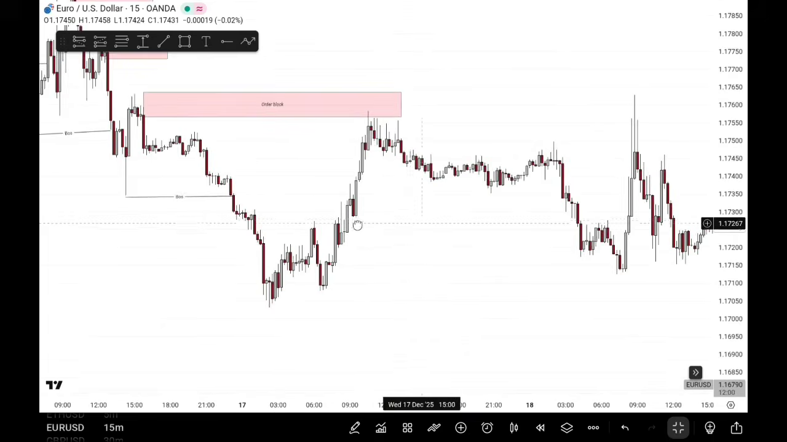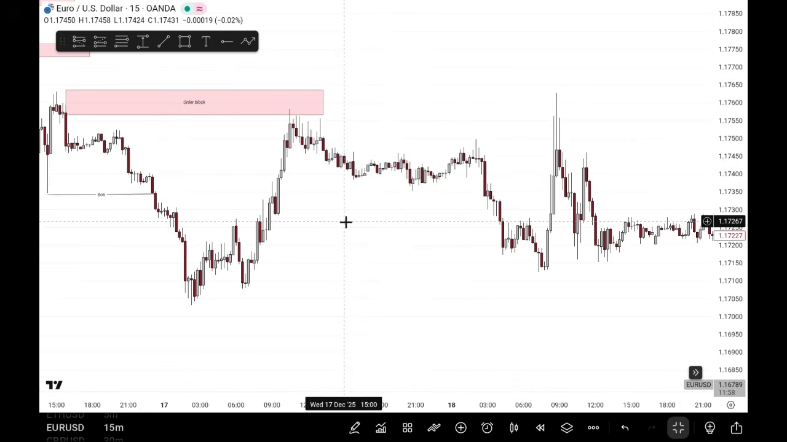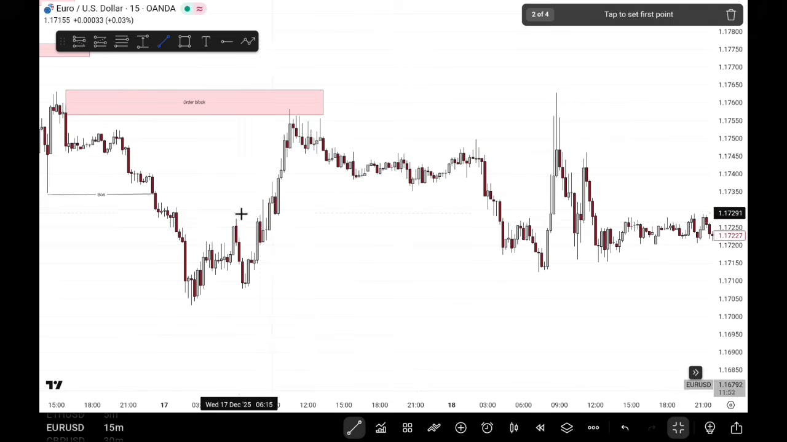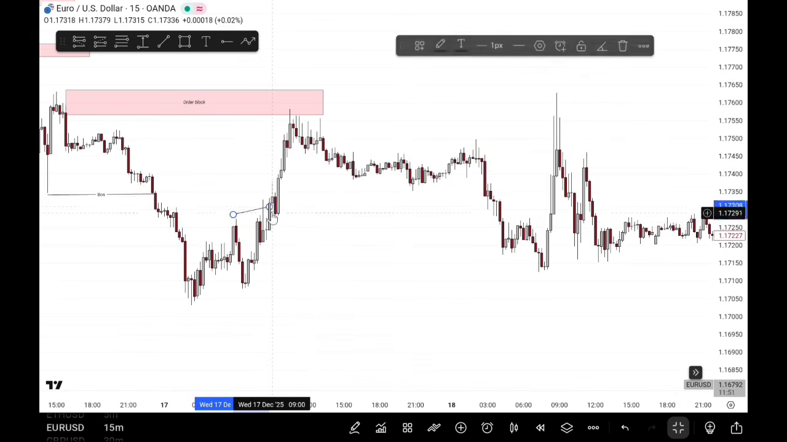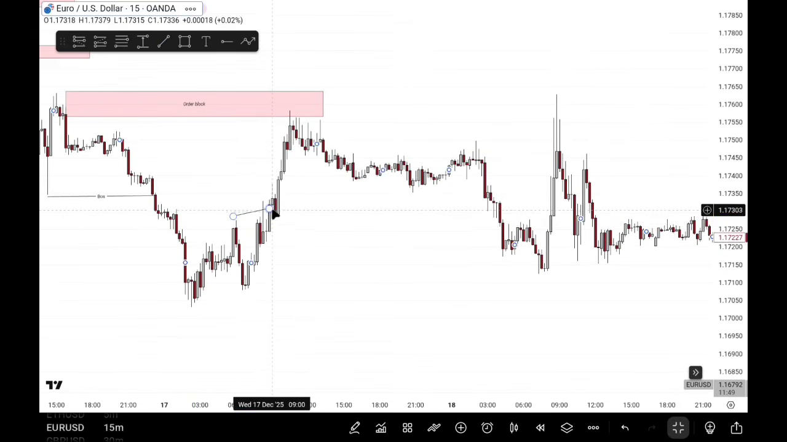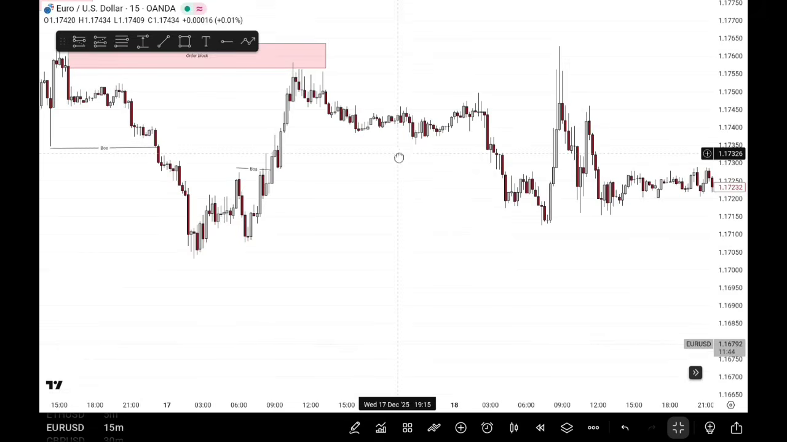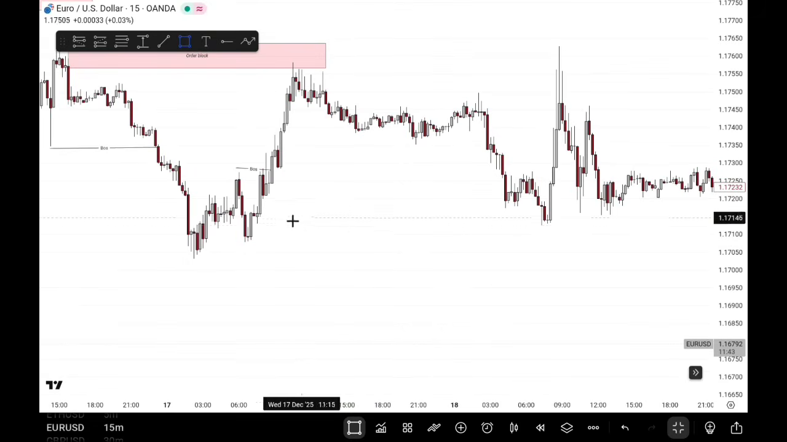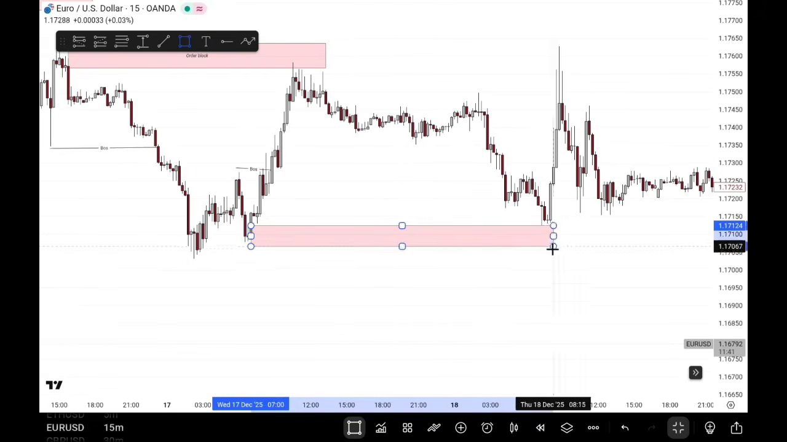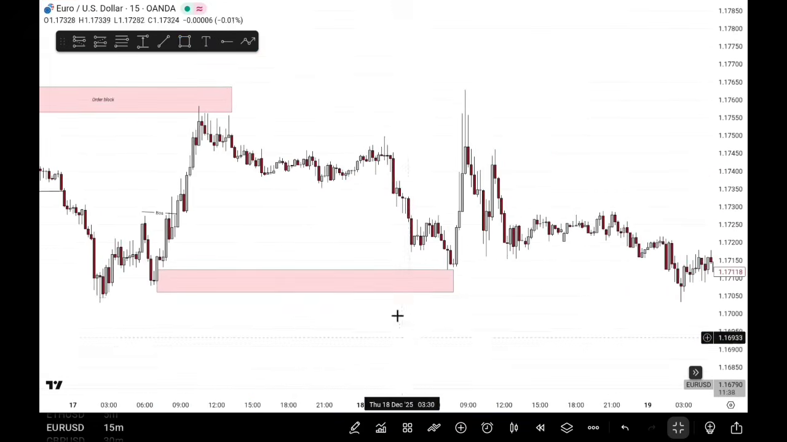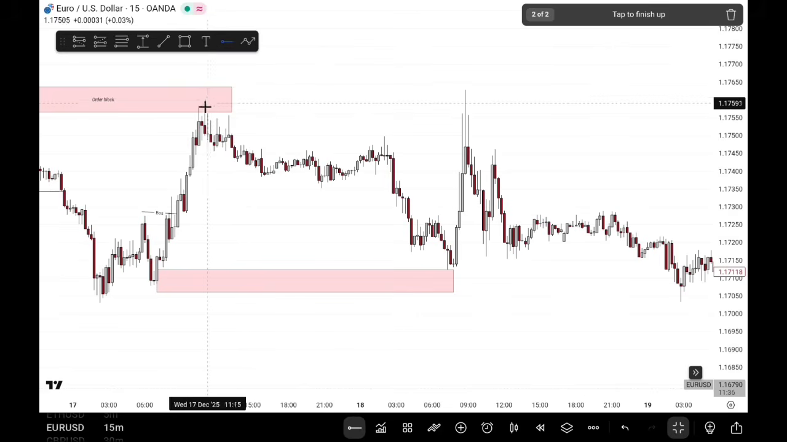So since we have this move to the downside, what price did here is that we have this internal break of structure to the upside, this internal break of structure to the upside, and also price reacted from this order block which causes the internal break of structure to the upside to clear out liquidity from here.